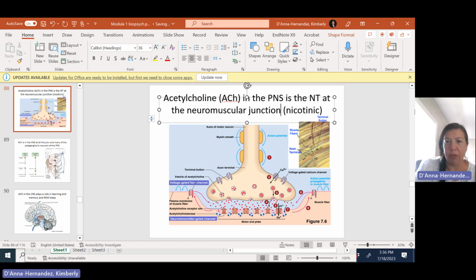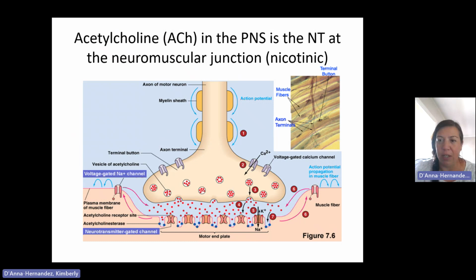And these receptors are called nicotinic receptors because nicotine activates them. Nicotine is a better agonist for them than actually acetylcholine is. And here you can see how it goes on real muscle, which is pretty cool.